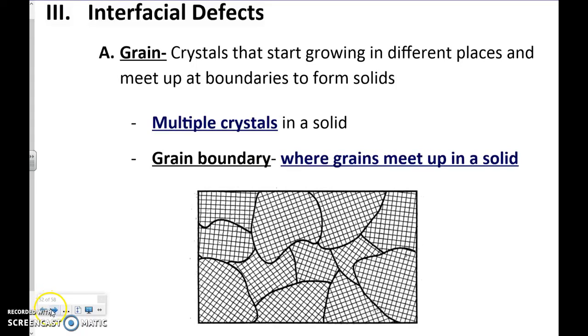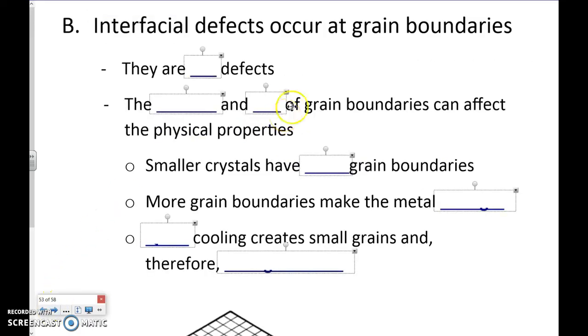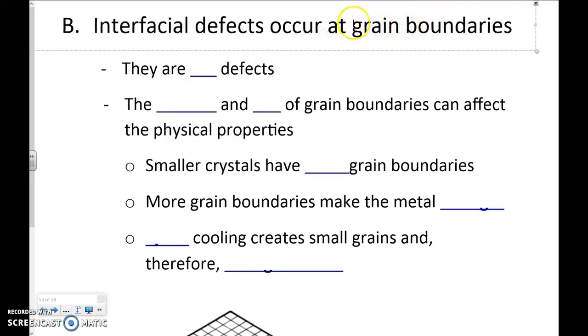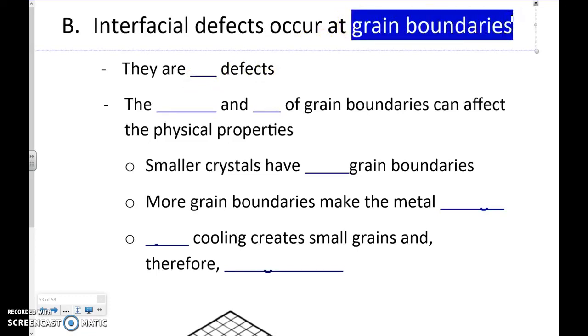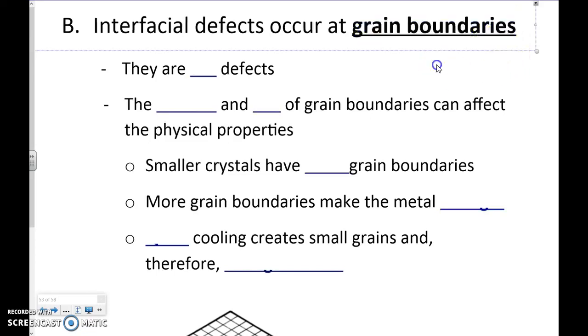These interfacial defects again occur at grain boundaries. That one should be underlined, guys, just so you know. All right. These are 3D defects. In other words, they have multiple planes that they affect at one time, not just one direction. And then the number and size of grains can affect those physical properties.